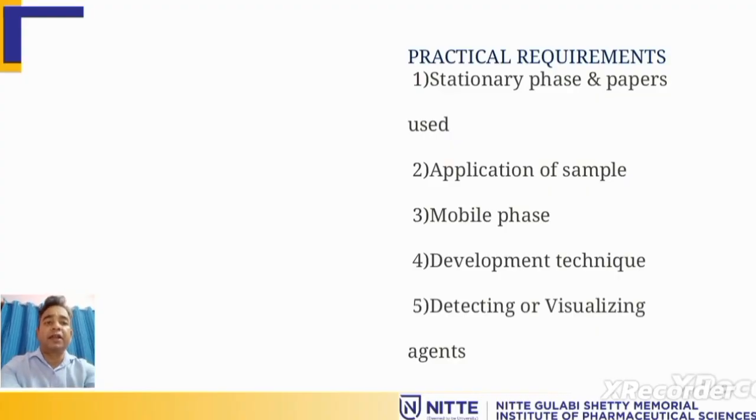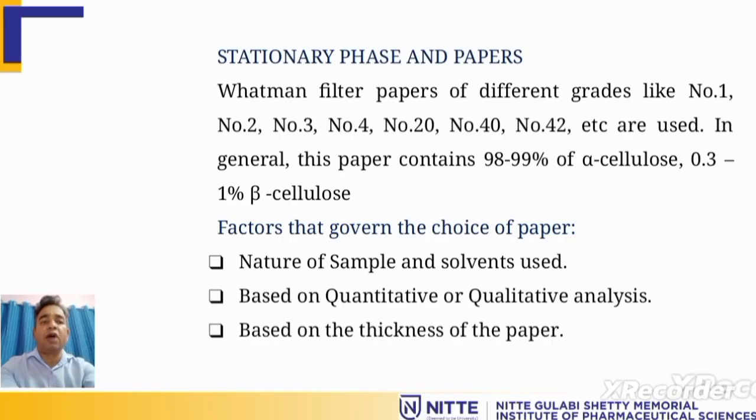So what are the practical requirements? The stationary phase present on the paper used, then application of sample, mobile phase, development techniques, detection or visualizing agents. So these are the practical requirements. So what are the stationary phases? There are different types of stationary phase used in paper chromatography, that are Whatman filter paper of different grades like number 1, number 2, number 3, number 4, number 20, 40, 42, etc. are used.